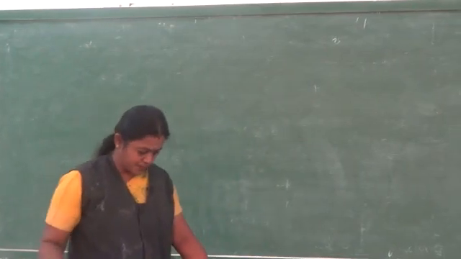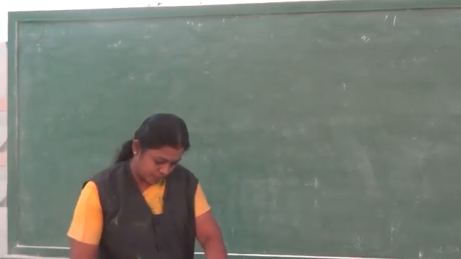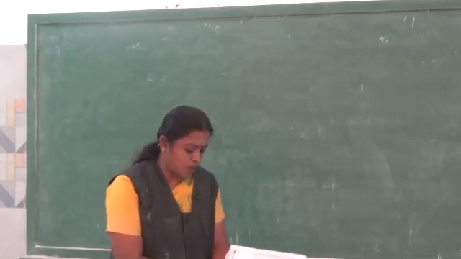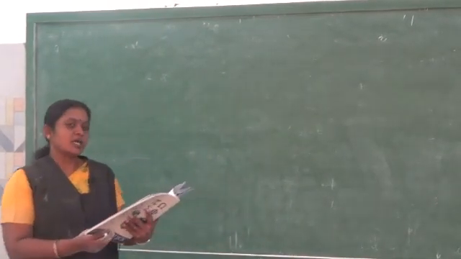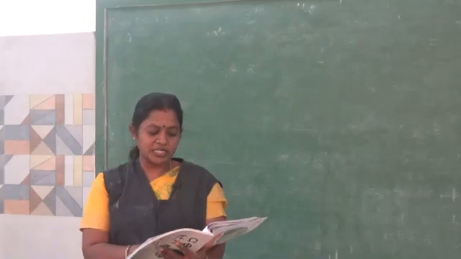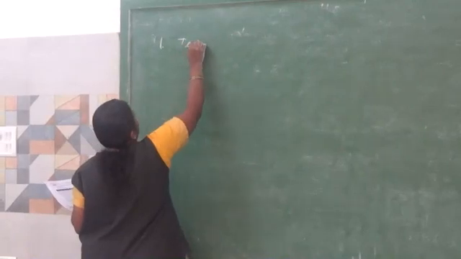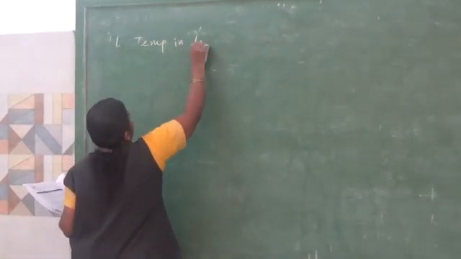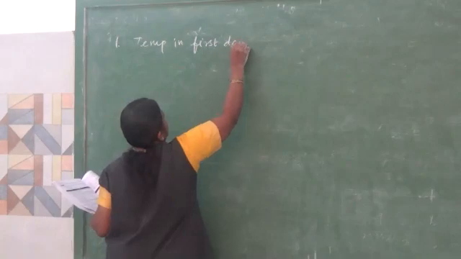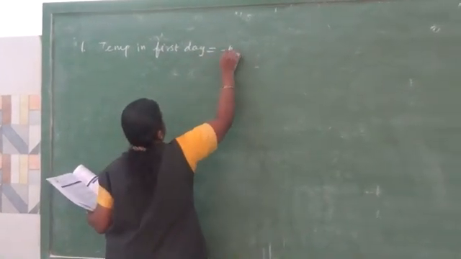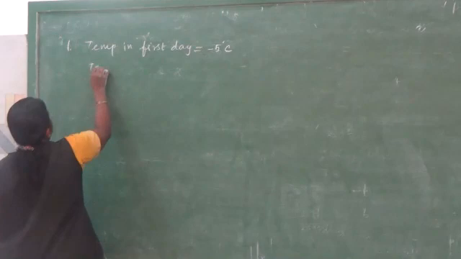Come to your first problem. One night in Kashmir, the temperature is minus 5 degree C. Once again I will read out the statement. One night in Kashmir, the temperature is minus 5 degree C. Next day, the temperature is 9 degree C. What is the increase in temperature? What is the temperature on the first day? Temperature on the first day, minus 5 degree C. What is the temperature on the next day?